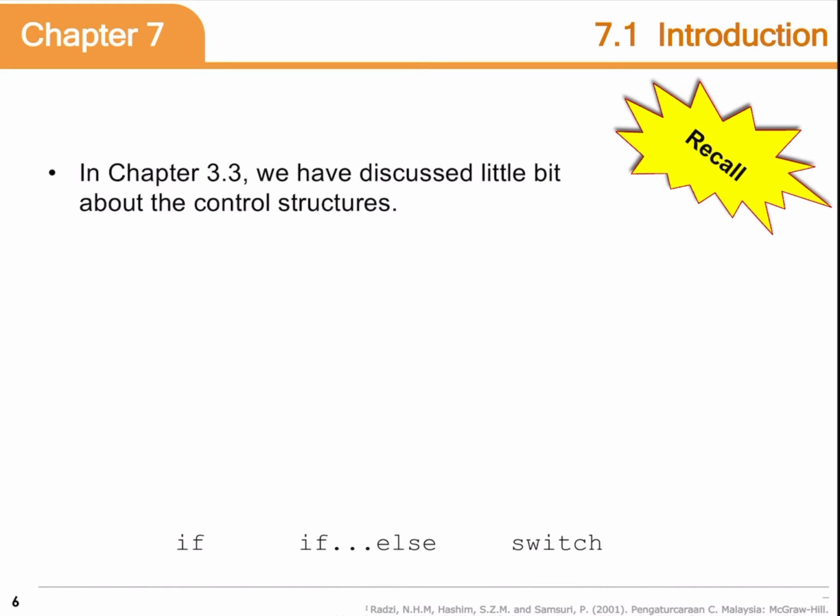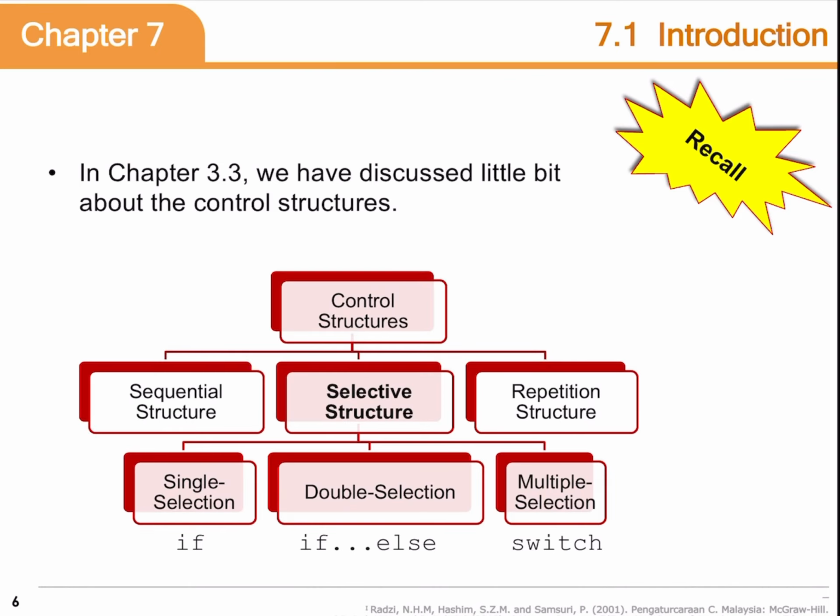Now let's recall, in chapter 3.3, we have discussed a little bit about the control structures. Now here we see the figure. Okay, so we have control structures, and in control structures we have sequential structure, selective structure, and repetition structure. In selective structure, we have the single selection, which we use the if statement, the double selection, we use the if else statement, and finally the multiple selection using switch.